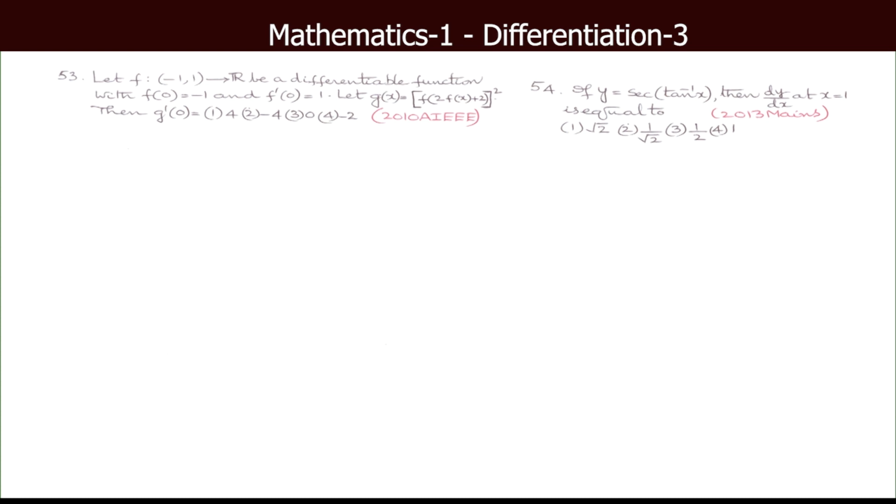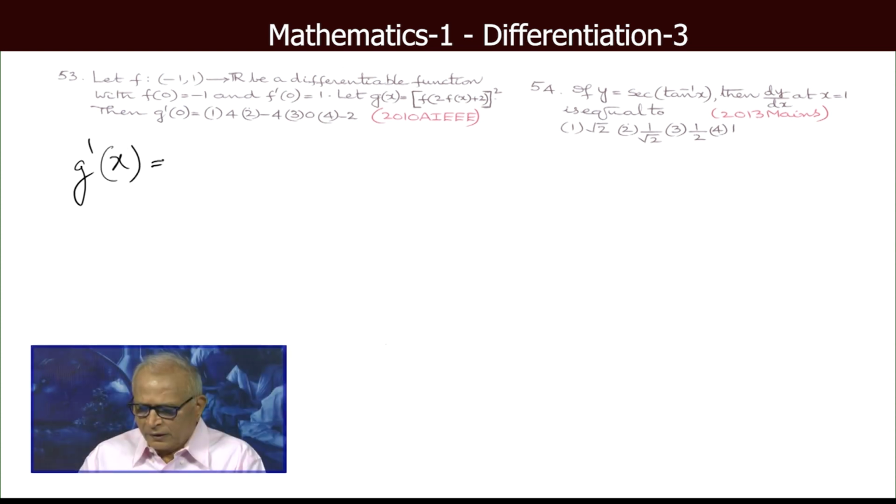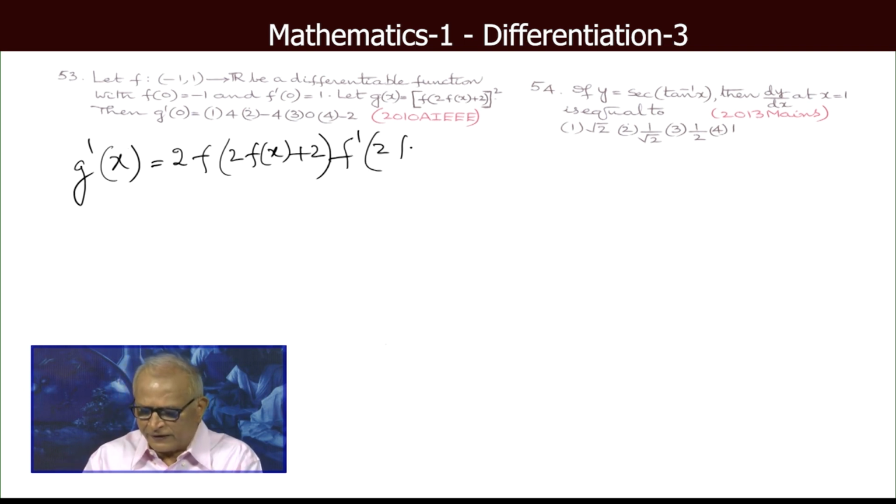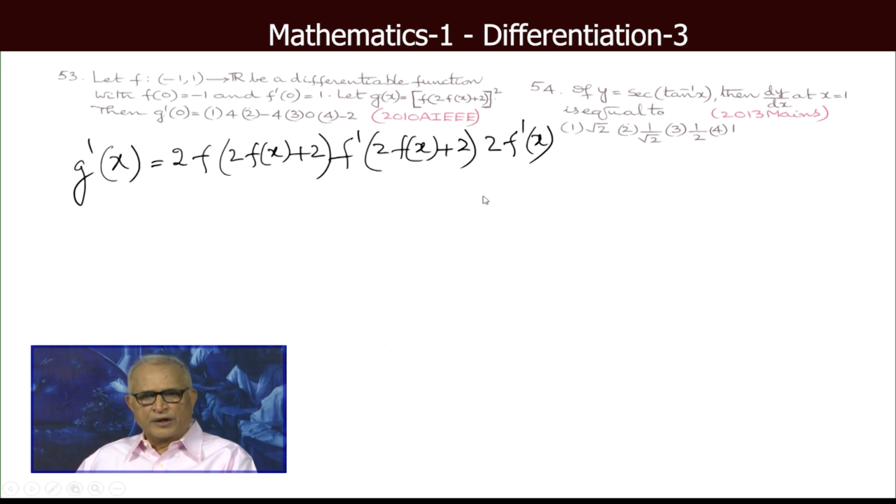Another AAA question. Well, let us try to find g'(x) using the chain rule. g'(x) is, call f(2f(x) + 2) as u, u squared, so 2u, that is 2 f(2f(x) + 2), into the derivative of f(2f(x) + 2), that is f'(2f(x) + 2), into the derivative of 2f(x) + 2, that is 2f'(x). I hope I am clear. I have applied the chain rule.